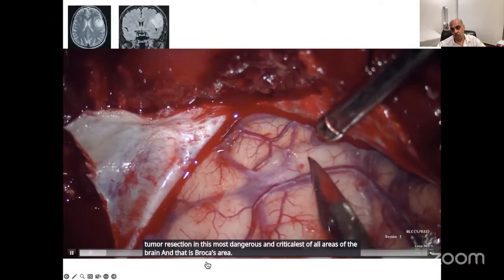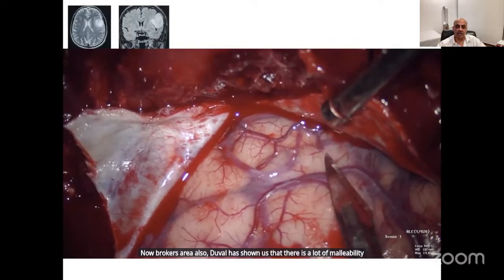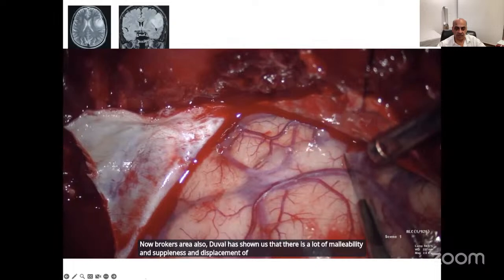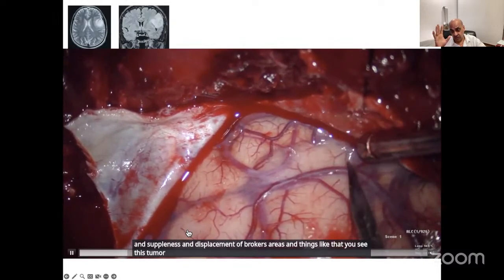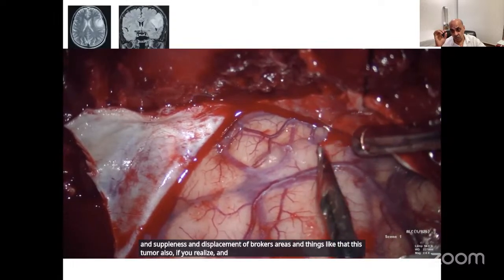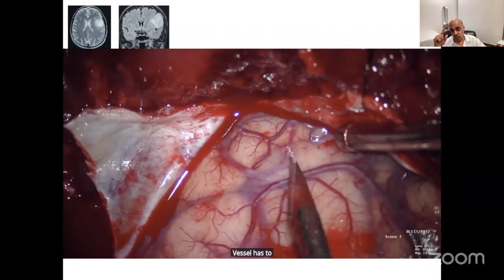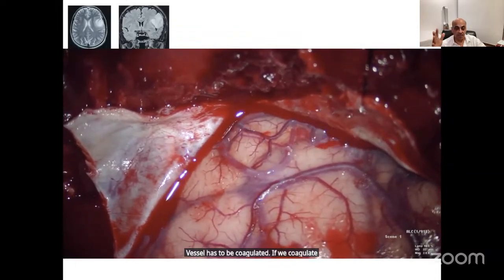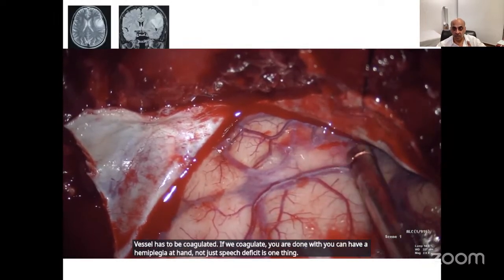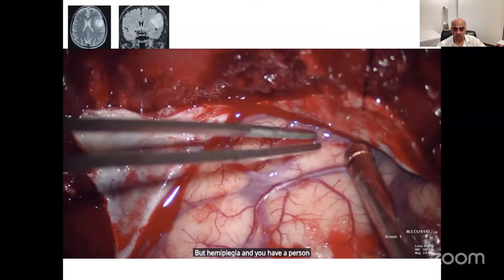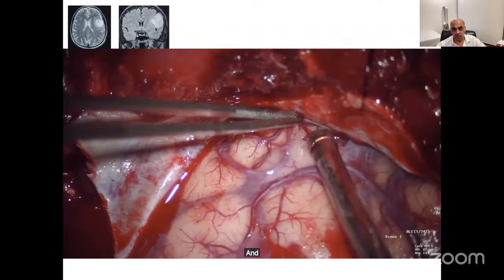Now, regarding Broca's area, Duffau has shown us that there is a lot of malleability and suppleness and displacement of Broca's areas and things like that. You see this tumor also, and I have already mentioned that not one single arterial vessel has to be coagulated. If you coagulate, you are done. You can have a hemiplegia at hand. Not just a speech deficit, but hemiplegia, and you have a person who is not only not speaking, but also not moving, and they will move you and shake you for the rest of your life.